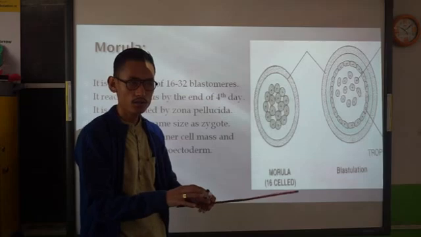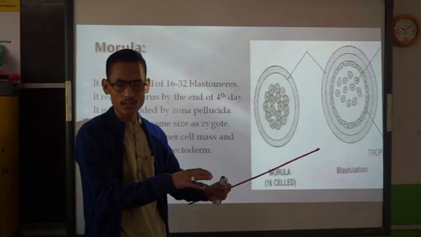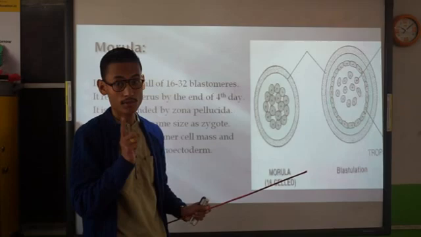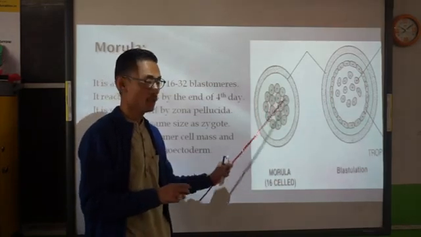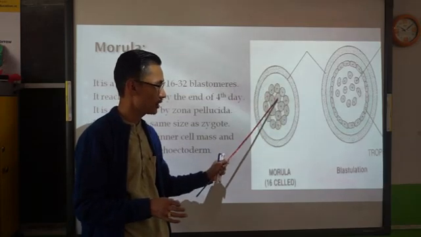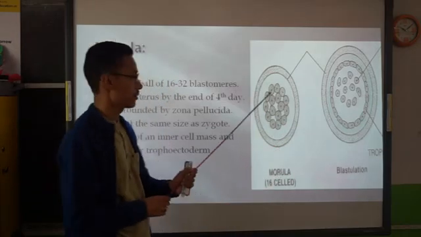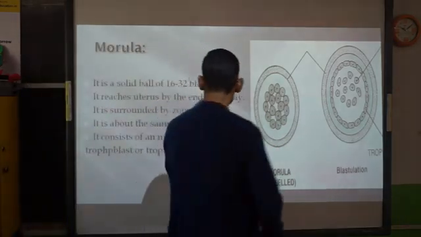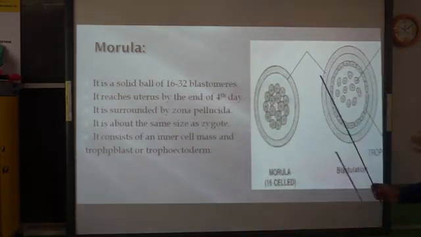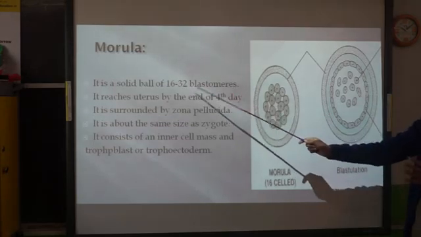So morula is a solid mass of cells with either 16 cell stage or 32 cell stage, and the resulting cells are called blastomeres. Alright, keep in your mind, the resulting cells are called the blastomeres. Clear? And those cells at the 16 to 32 cell stage are called morula. Now we will see what is morula. Look over here. Morula is a solid ball of 16 to 32 blastomeres. So it will be with 16 cell stage or with 32 cell stage.